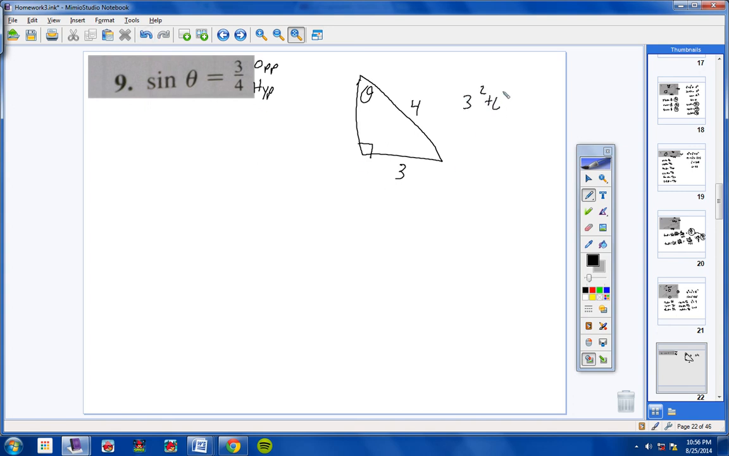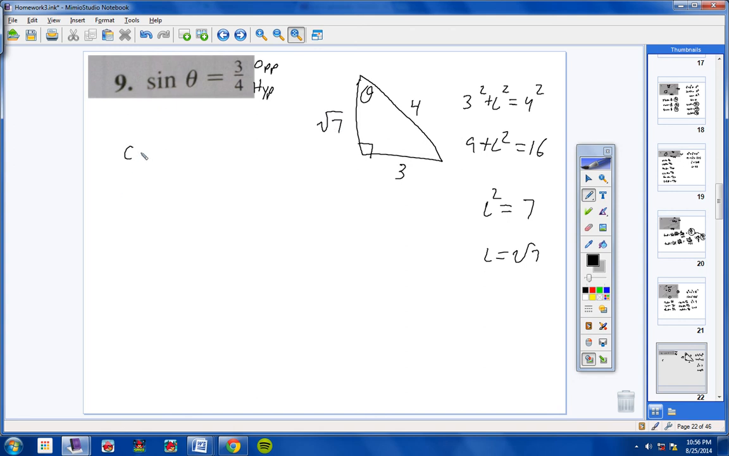Leg squared plus leg squared equals hypotenuse squared. 9 plus leg squared equals 16. Bring the 9 over and make it negative. We get 7. And so the leg equals the square root of 7. And now that quickly, we are ready to go.